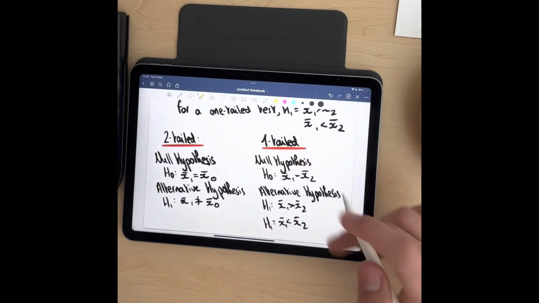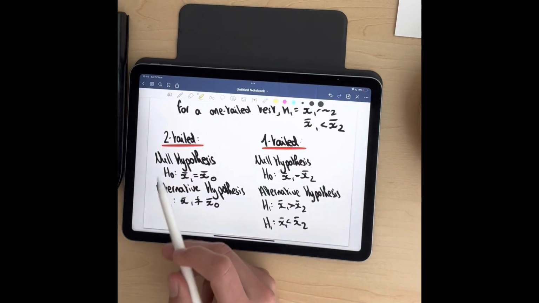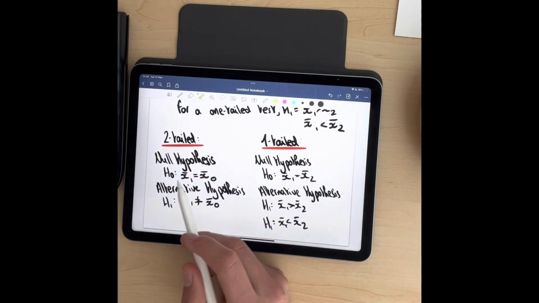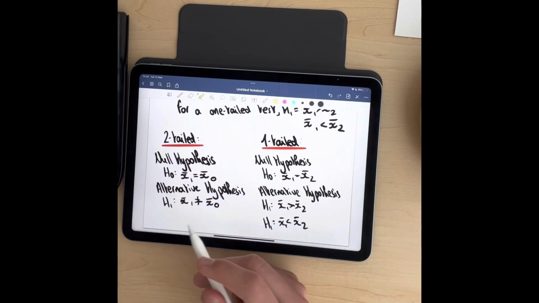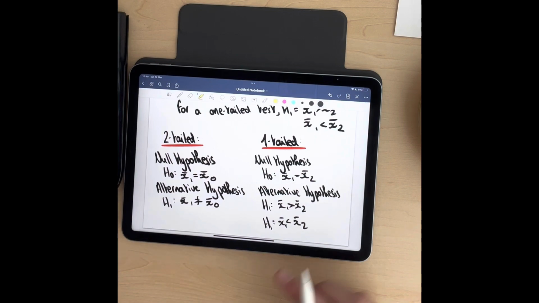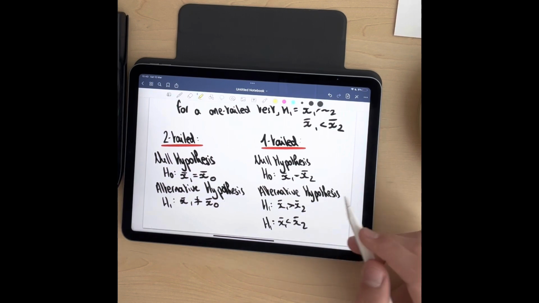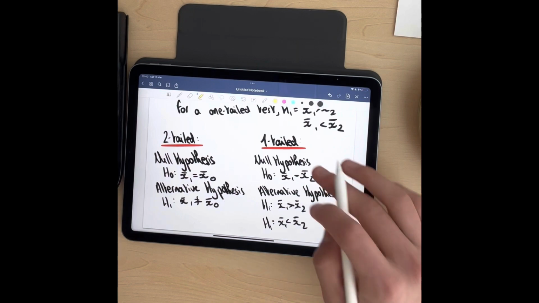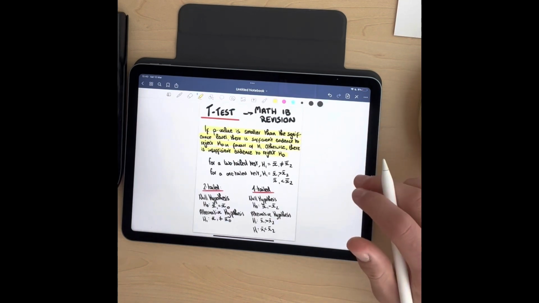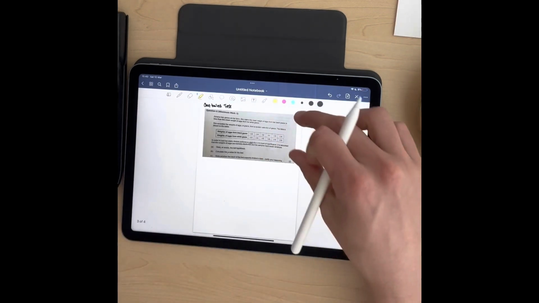So, important: in a two-tailed t-test, the null hypothesis is that the mean of x1 equals the mean of x2, and the alternative hypothesis is that the mean of x1 does not equal the mean of x2. In a one-tailed t-test, the null hypothesis, like before, is that the mean of x1 is equal to the mean of x2, while the alternative hypothesis is that either of the means is greater than the other, right? Now we'll go on to an exercise.